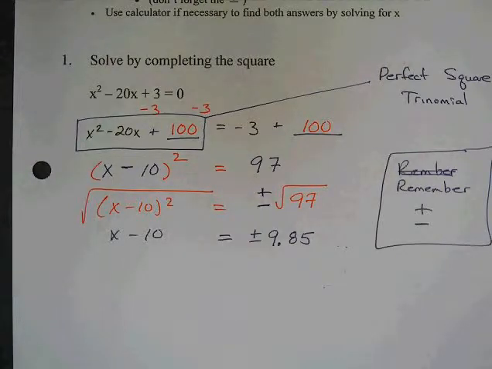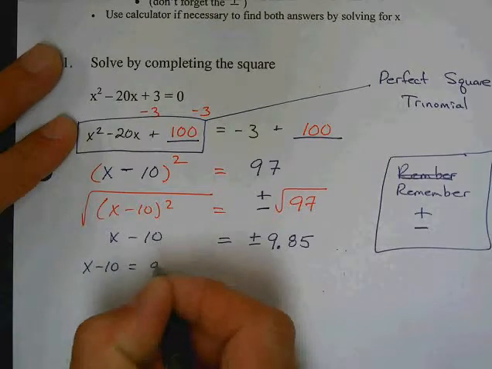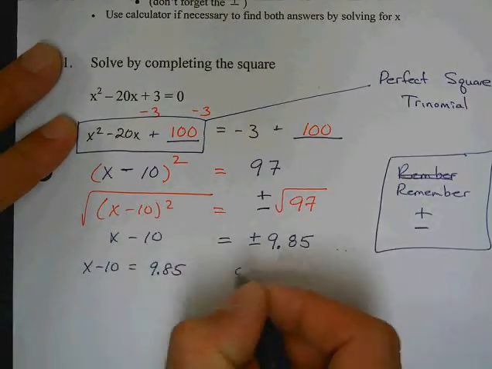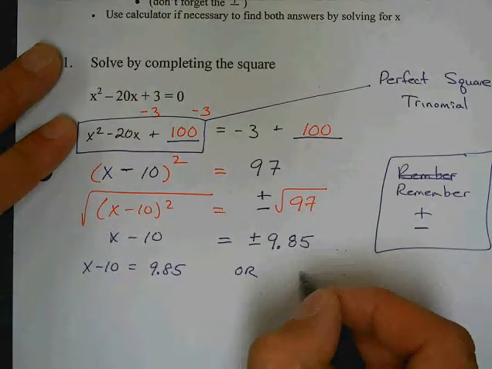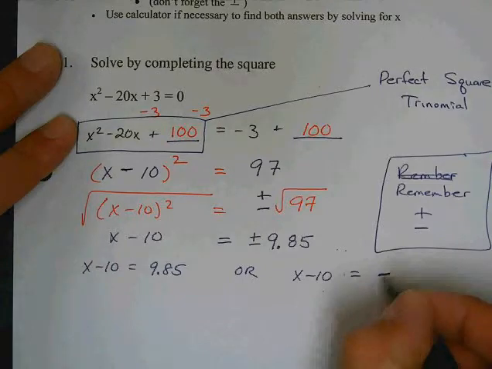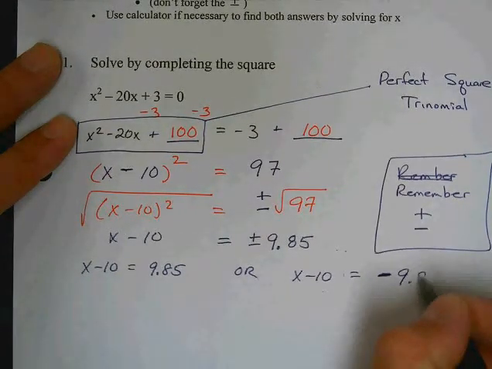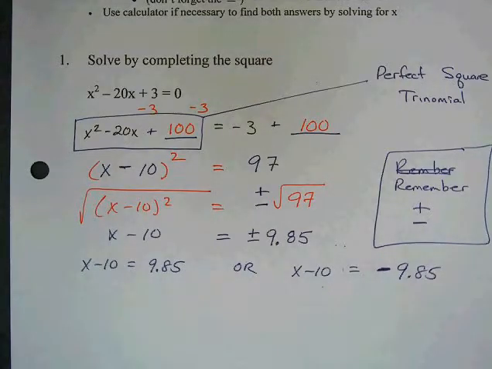And this is where some people last hour lost me. I want to make sure we're very clear on this. The first part says x minus 10 equals 9.85. Or the second part says x minus 10 equals negative 9.85. The only thing that's different in the second half is this minus right here. Notice Gabe and Elizabeth, the x minus 10 didn't change. It's still x minus 10 on both.